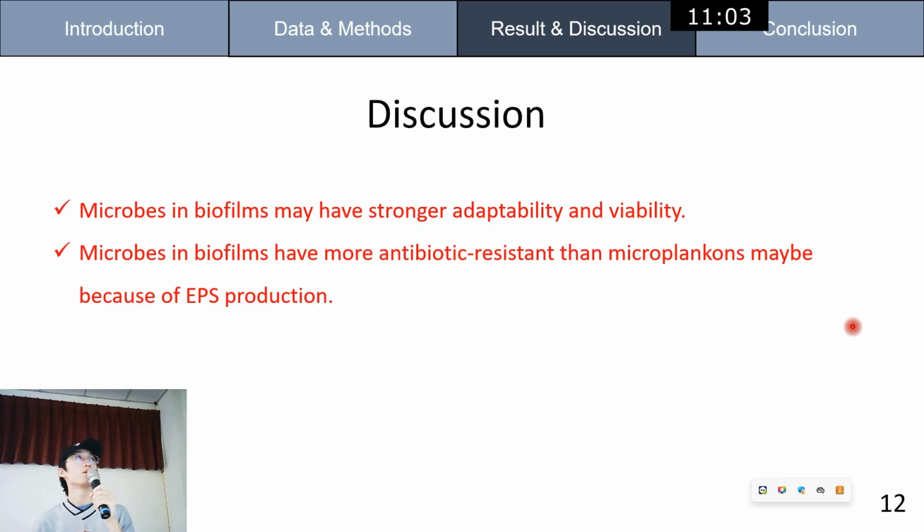And the discussion is that the microbes in biofilm may have stronger adaptability and viability, which means the ability to survive. Microbes in biofilms have more antibiotic resistance than microplanktons, maybe because of their EPS production.